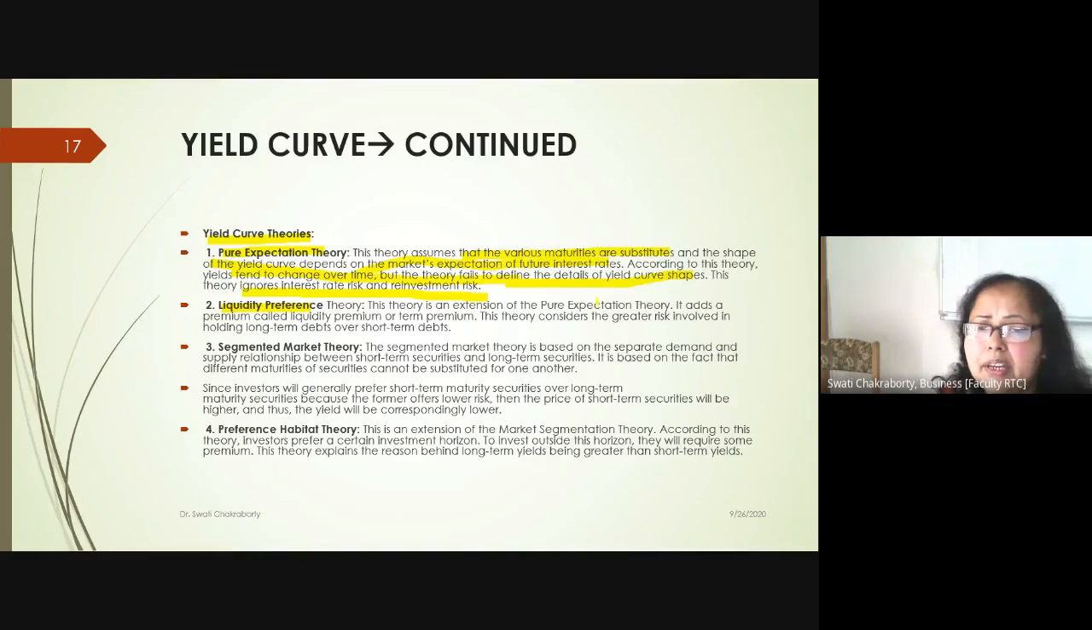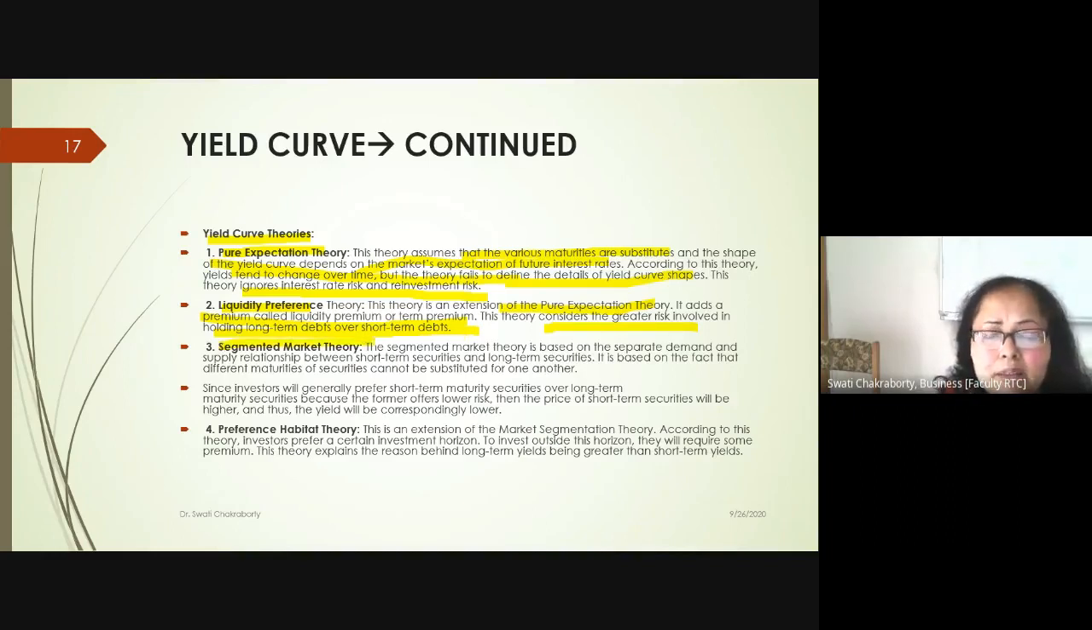Liquidity preference theory, which is an extension of the pure expectation theory. Whatever you have in the pure expectation theory, there's an additional factor, which is a premium, called liquidity premium or term premium. The theory considers that greater risk is involved in holding long-term debts over short-term debts, so the premium is higher for long-term.